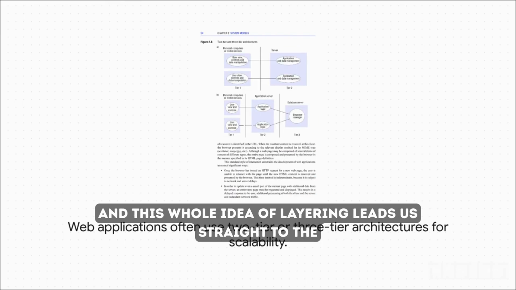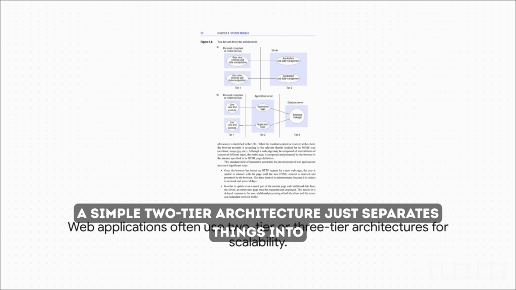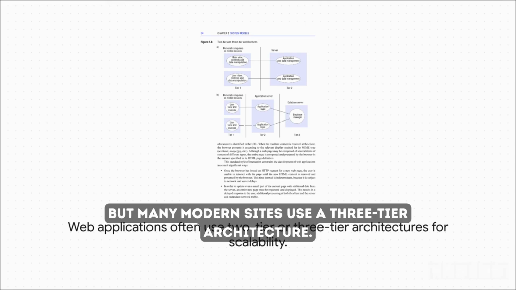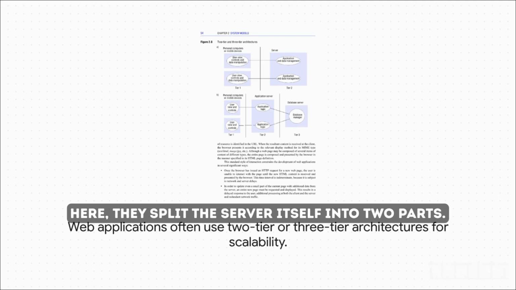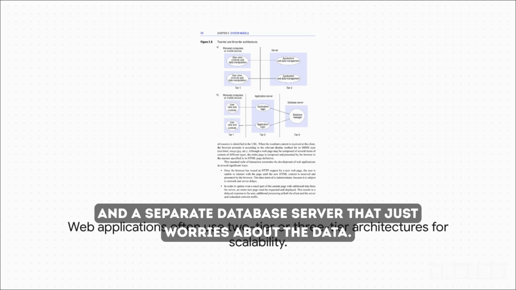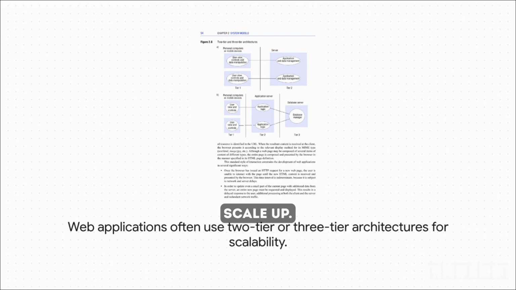And this whole idea of layering leads us straight to the kinds of architectures that power pretty much every website you visit. A simple two-tier architecture just separates things into two layers, the client, which is your browser, and the server, which holds the data. But many modern sites use a three-tier architecture. Here, they split the server itself into two parts, a web server that handles all the application logic, and a separate database server that just worries about the data. This separation makes the whole system much easier to manage and scale up.